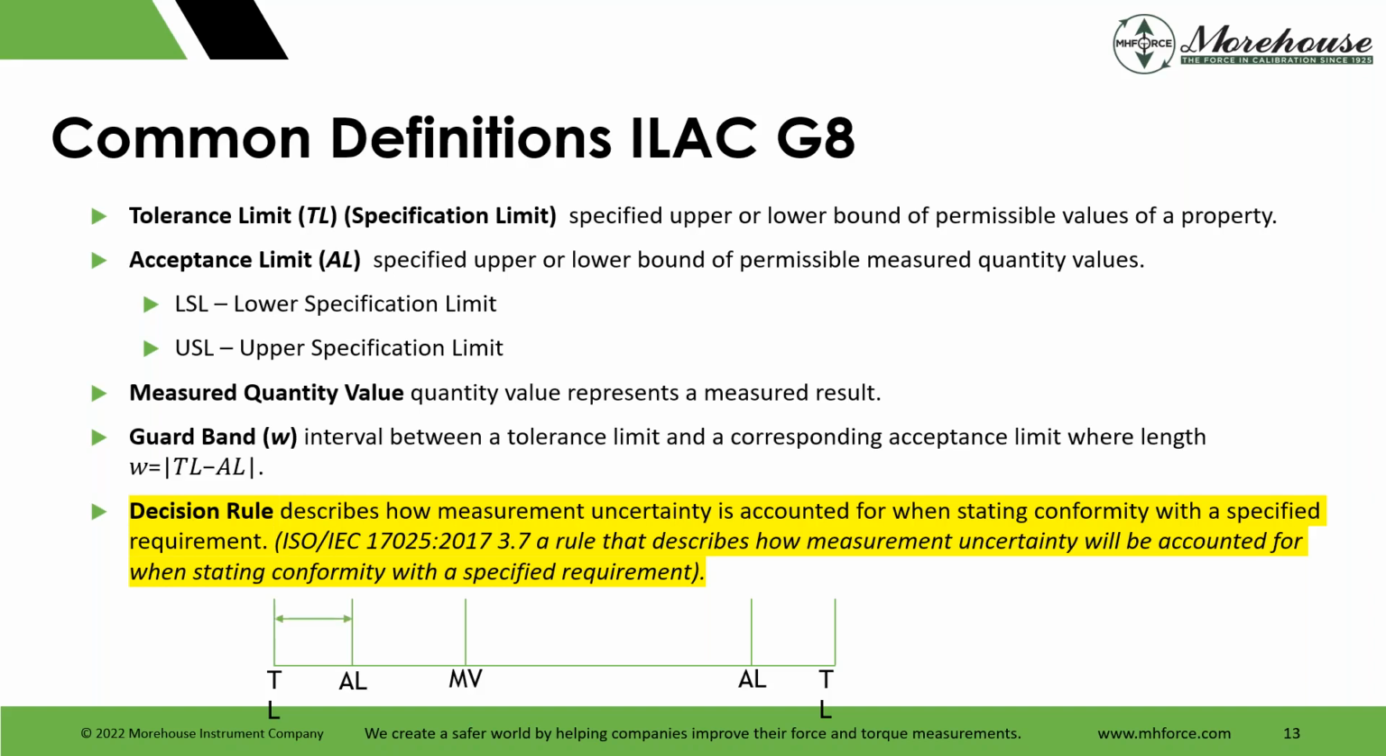And then the guard band is basically the difference between the tolerance limit and the corresponding acceptance limit defined by some criteria. And our decision rule describes how measurement uncertainty is accounted for when stating conformity with a specified requirement. That's a rule. We're going to figure that out. What is that rule? Do you have the rule? Do you know the rule?